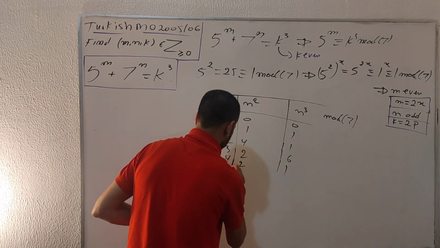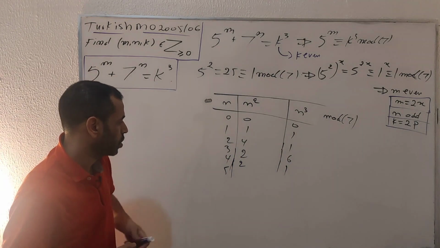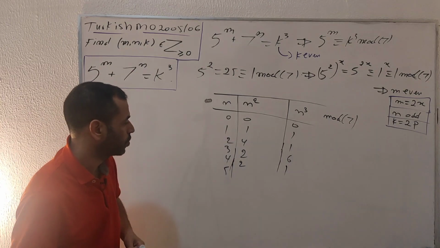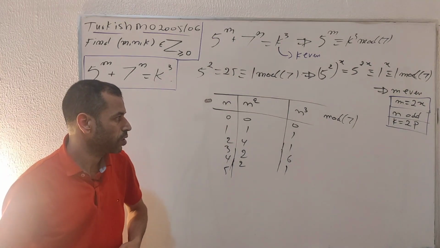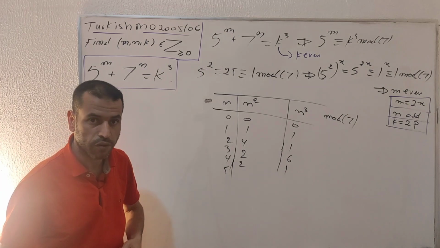Let's check the following value. I get 5. 5 squared, which is 25. 25 is 4 more than 21.